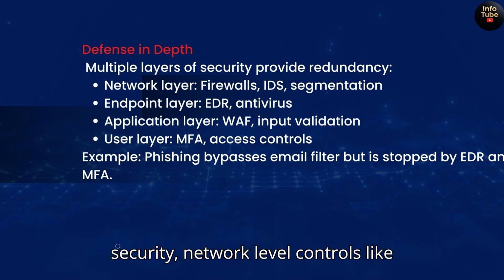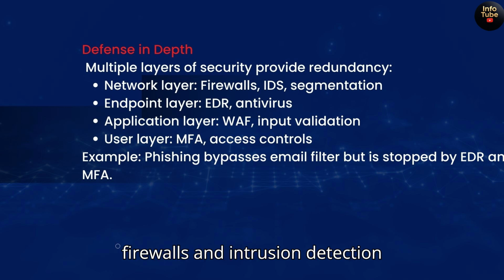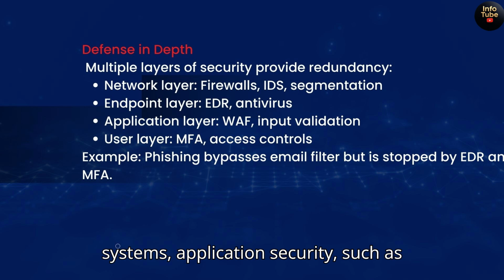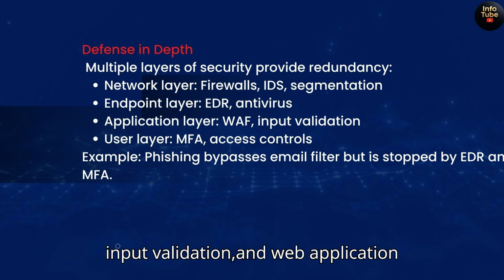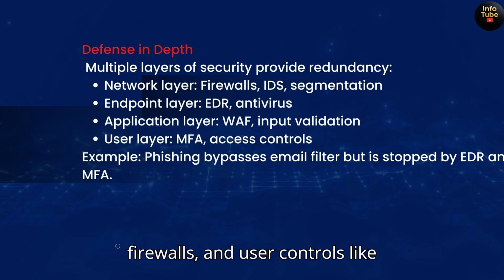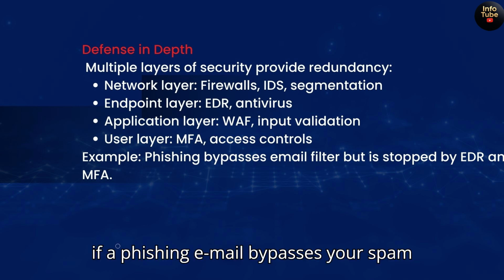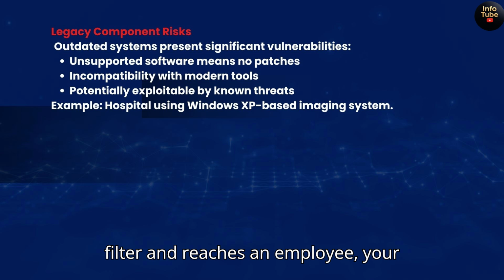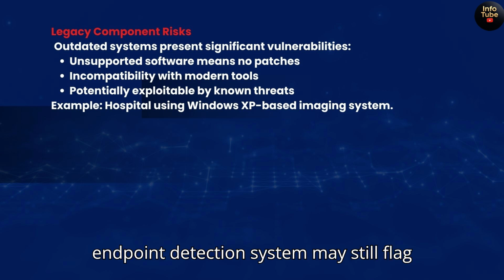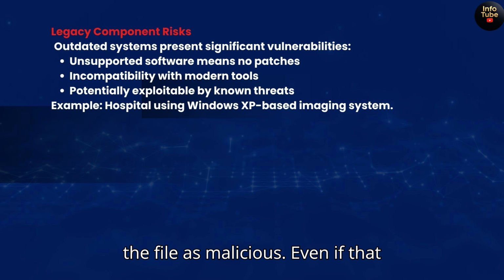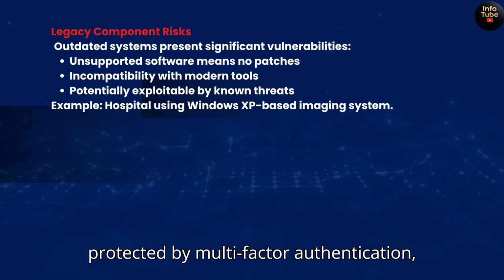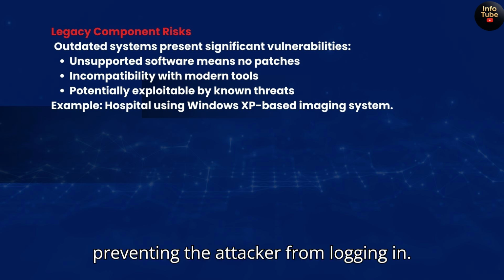Layers may include physical security, network-level controls like firewalls and intrusion detection systems, application security, such as input validation and web application firewalls, and user controls like multi-factor authentication and role-based access. For example, if a phishing email bypasses your spam filter and reaches an employee, your endpoint detection system may still flag the file as malicious. Even if that fails, the user's account may be protected by multi-factor authentication, preventing the attacker from logging in.